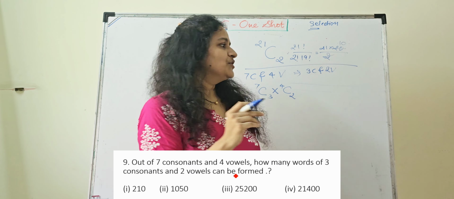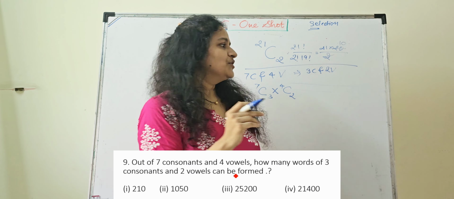They are asking you how many such words can be formed. So basically, you are looking for a 5-letter word, correct? Out of which the selection is done. Appropriate selection is done, like 3 consonants are selected and 2 vowels are selected. But then those can be arranged in different ways, correct? Those can be arranged in how many ways?